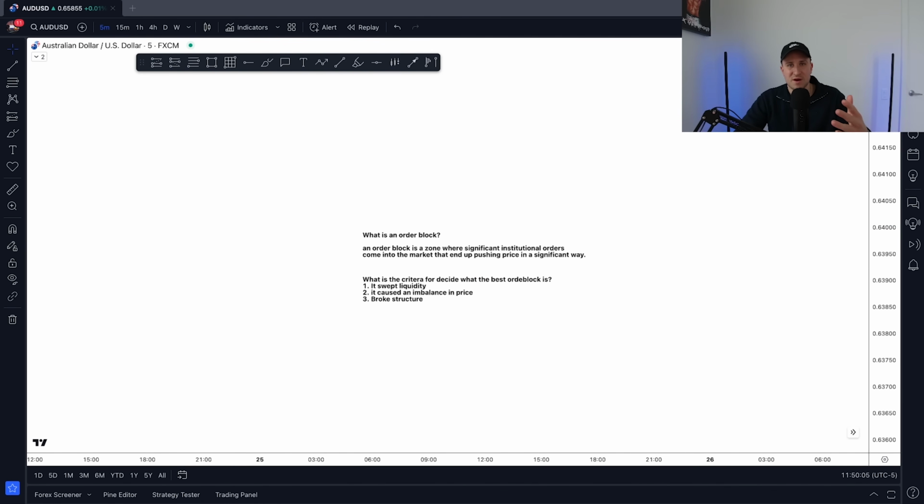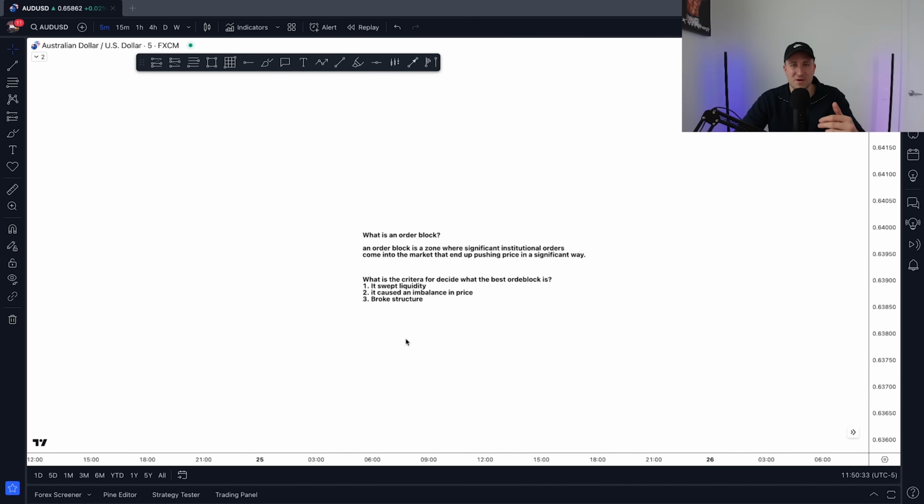So there are three types of criteria we look for when choosing our order blocks for both the high time frame point of interest as well as the entry. So the first one is it has to sweep liquidity. So it has to take out stop losses before we can consider it a proper order block. The next one is it has to create an imbalance in price. So it sweeps liquidity and then it causes an imbalance in price. And then thirdly, it breaks structure. So it has to sweep liquidity, cause the imbalance, and break structure.